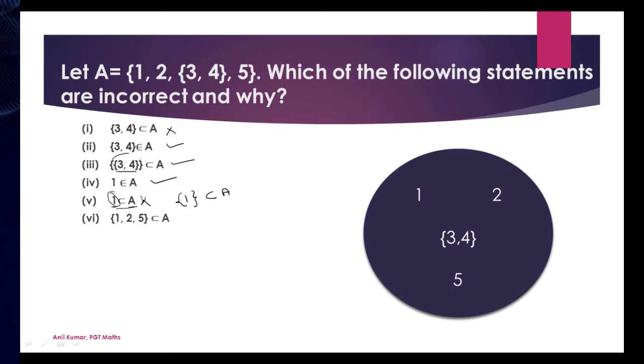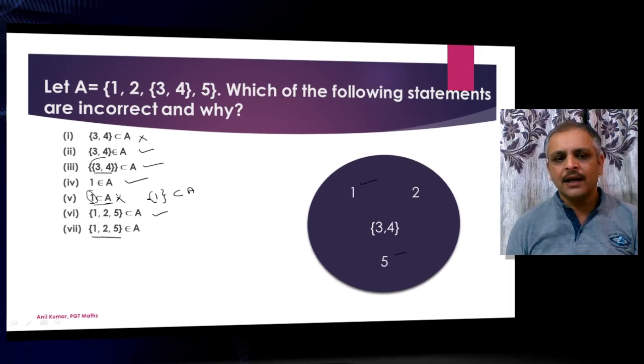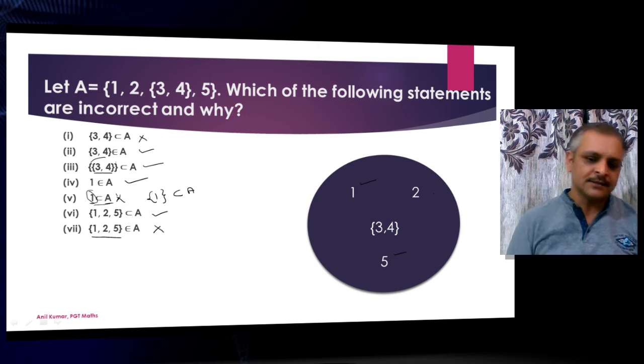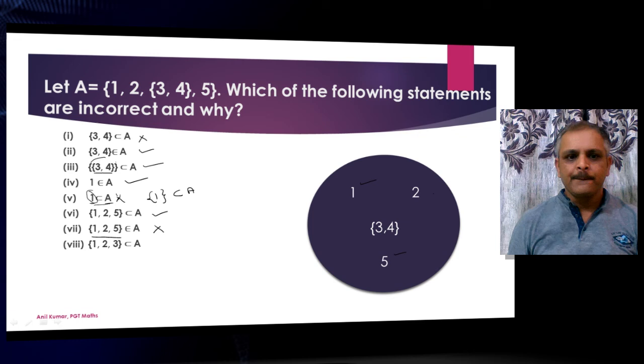{1, 2, 5} is a subset of A? No, I can see that not all three elements are available here. Next, {1, 2, 5} belongs to A? When I write belongs to, I should not use these braces. Otherwise it becomes a single element in braces, {1, 2, 5}, and no such element is available. So I will say that this is an incorrect statement.